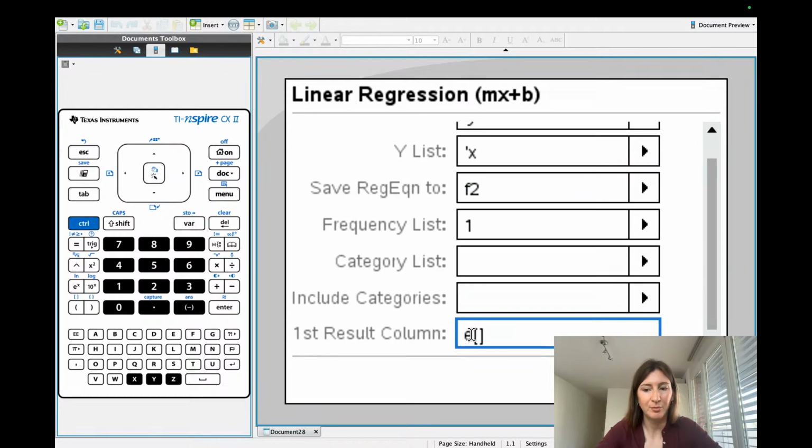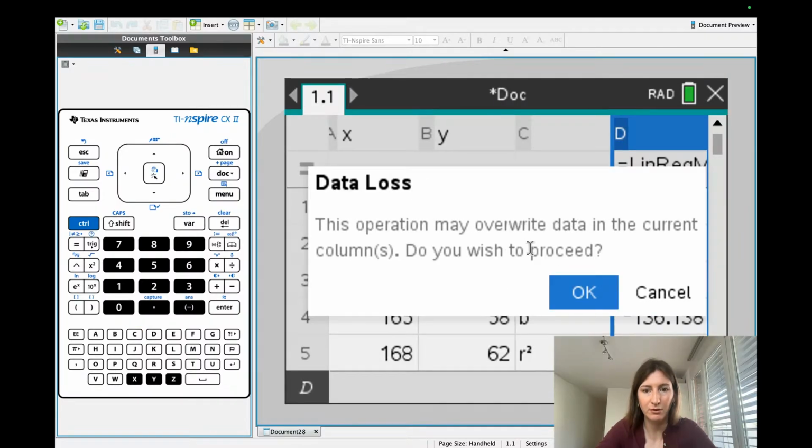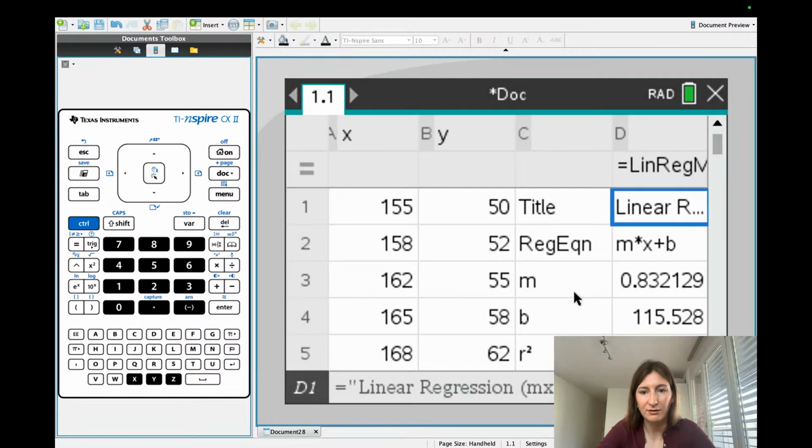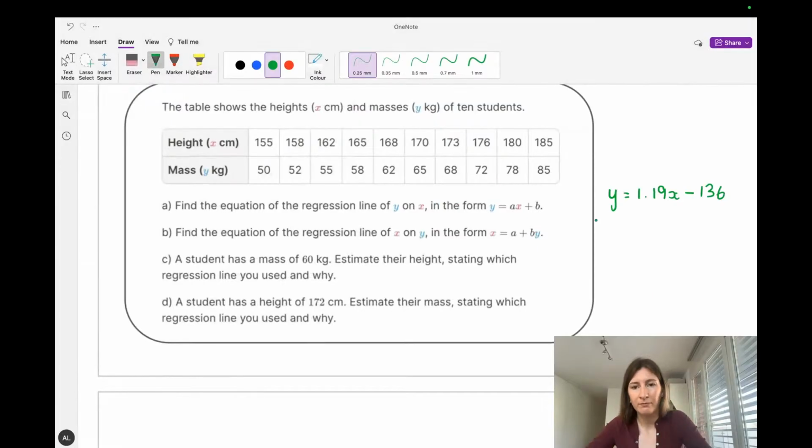First result column, I'm going to put it in C again. So I'm going to override the data that's already there. Also, just so I don't get confused. So I'm going to press OK. It may overwrite data. That's fine. I don't need the other data. All right, so now we can see we get the new value. So M is 0.832. So remember writing X now.